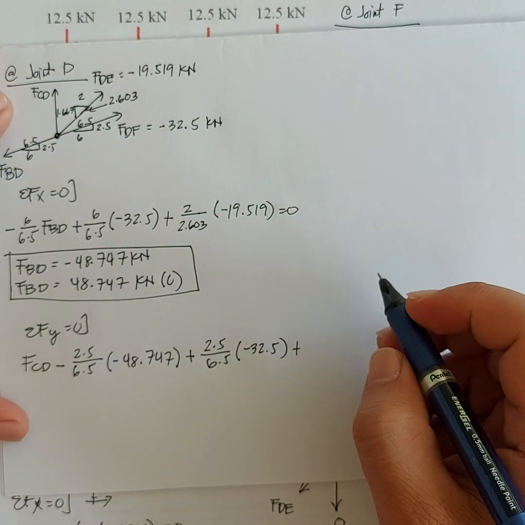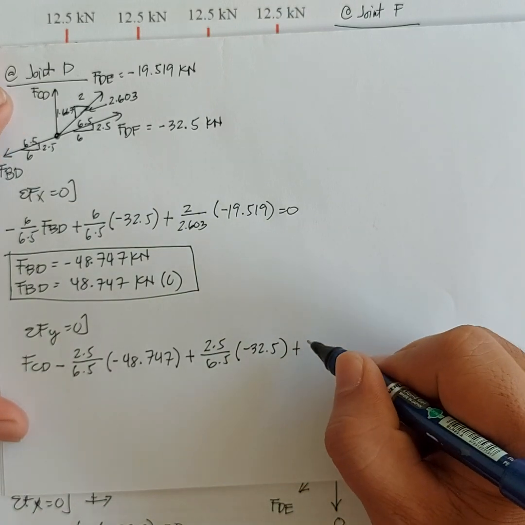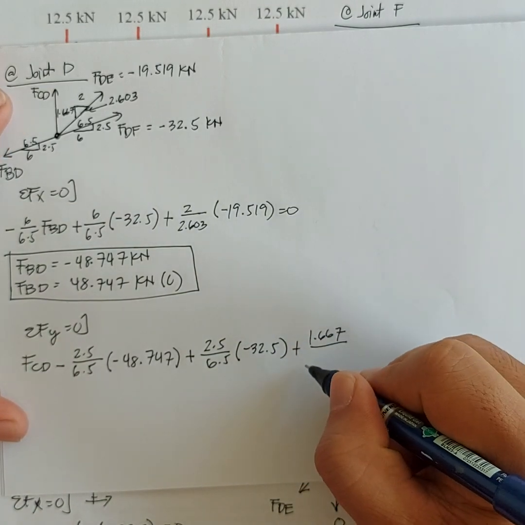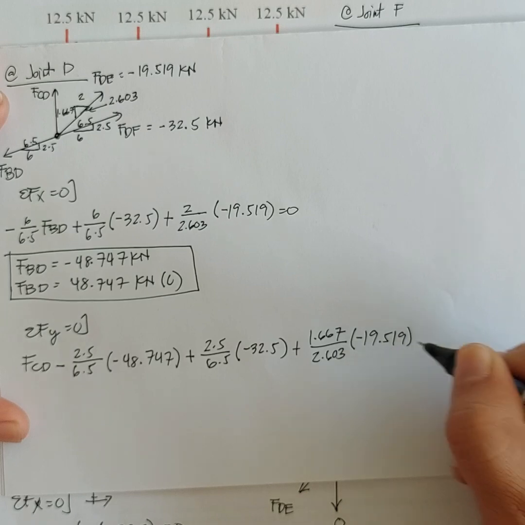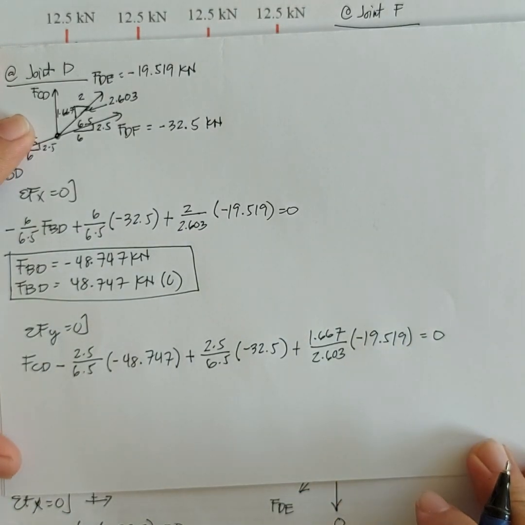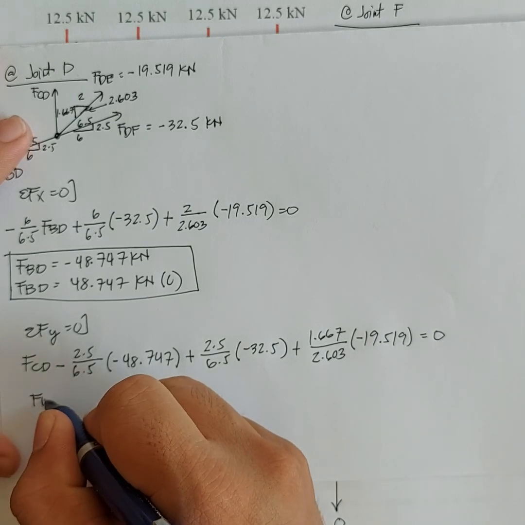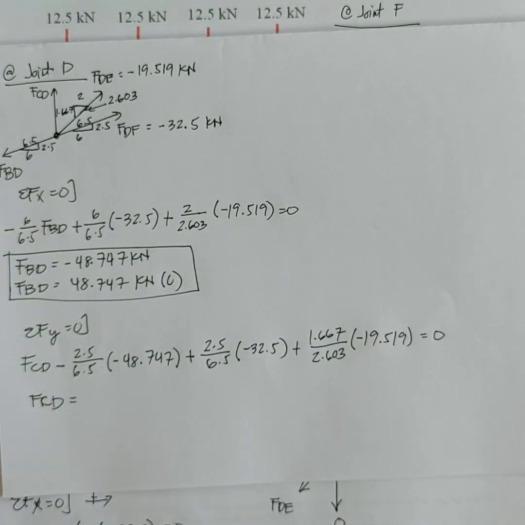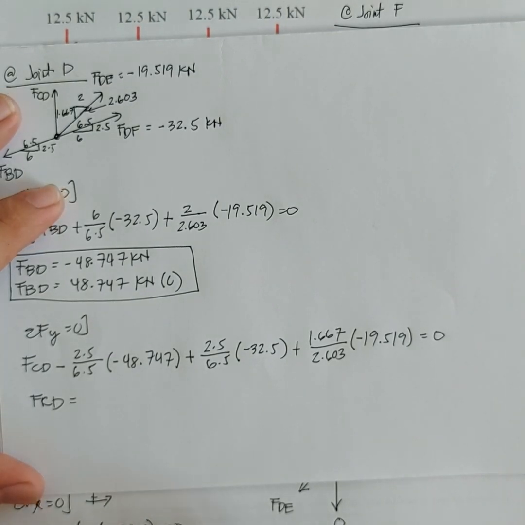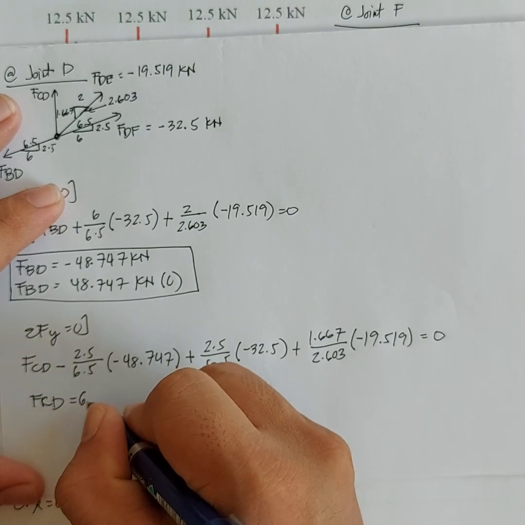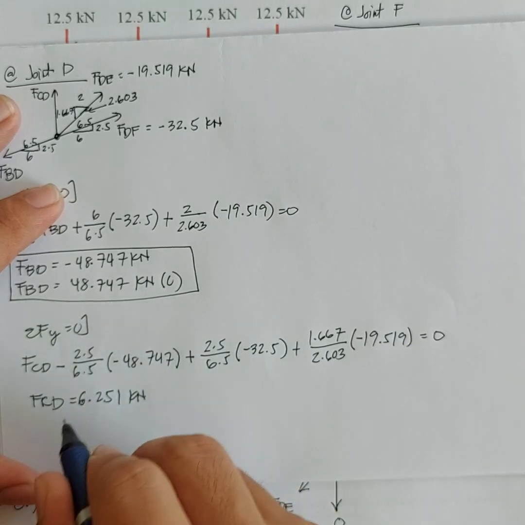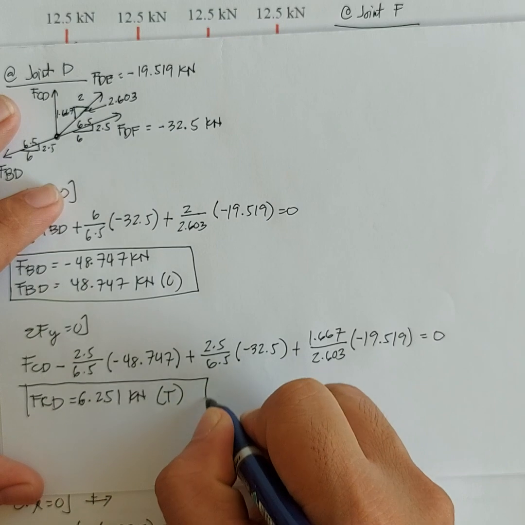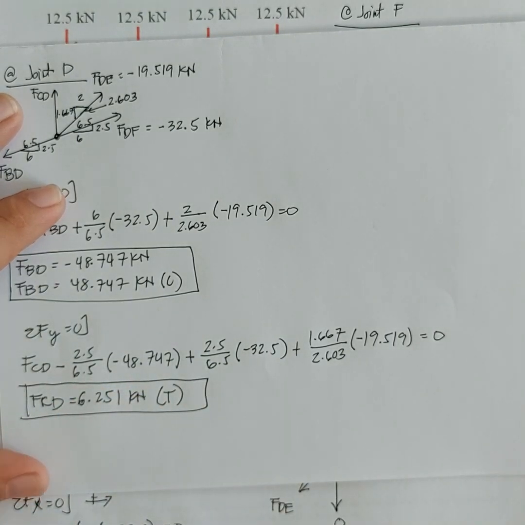Then plus vertical component of FDE, so that is 1.667 over 2.603 times negative 19.519. Equate natin yan sa 0, medyo mahabang equation. So we can now solve for FCD. Okay, that is FCD is equal to 6.251 kilonewtons. Positive siya, which means FCD is tension. Okay na? Ok na ba?